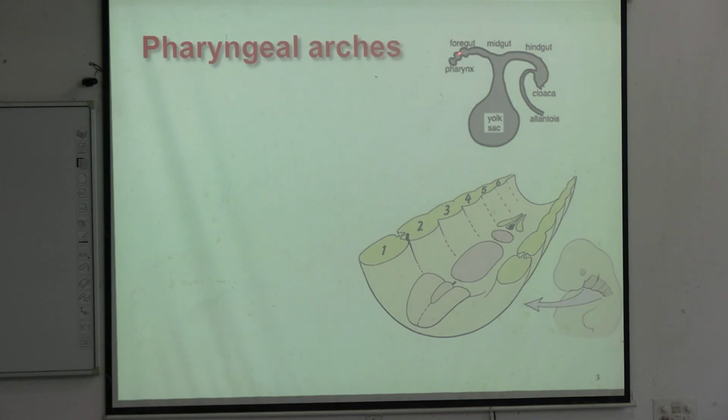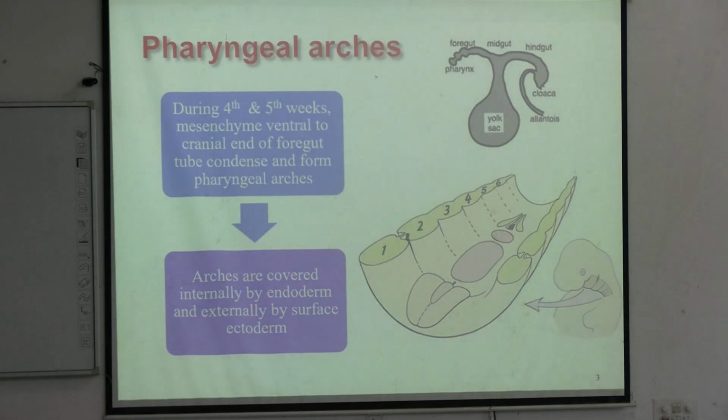Between these aggregations there are depressions. So it looks like this in an embryo picture. These structures look like short teeth. This is what appears in the future neck region of a developing embryo. So these bulges which you are seeing here, that's what we are referring to as arches. They are known as pharyngeal arches, coming in the cranial most part of the future foregut region.